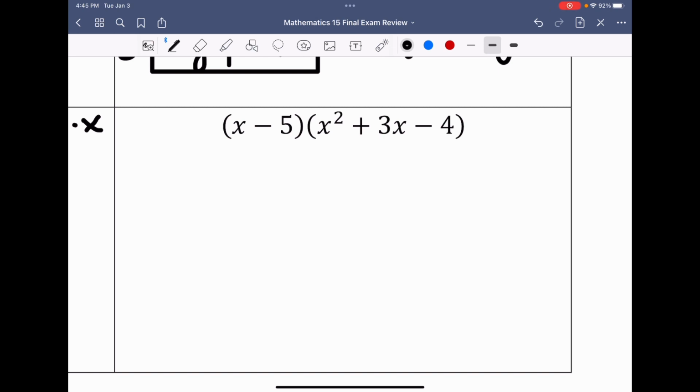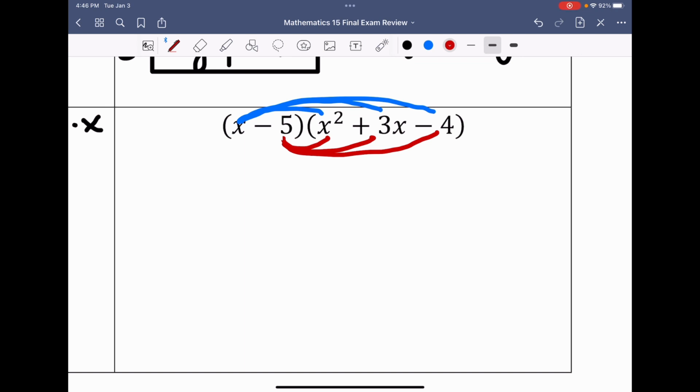I'll explain the FOIL method. The FOIL method is simply this. First gets multiplied to all of the next three, and then the second term gets multiplied to all three. So technically, what are you doing? You're just multiplying by one more term.